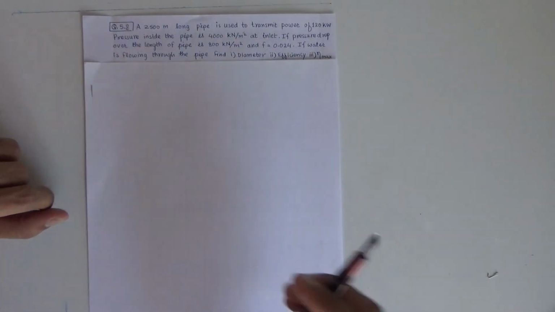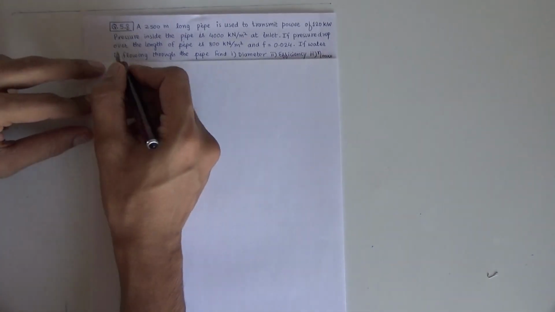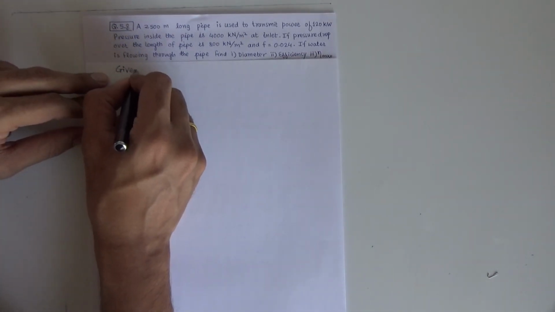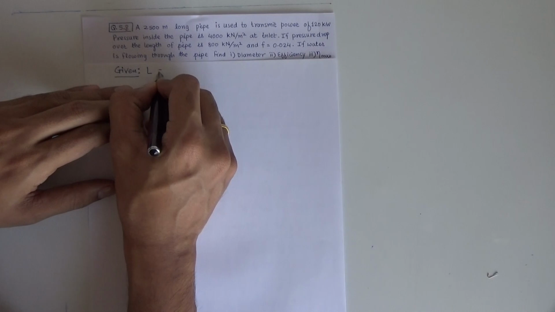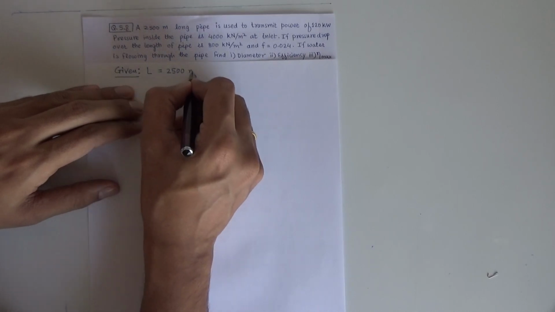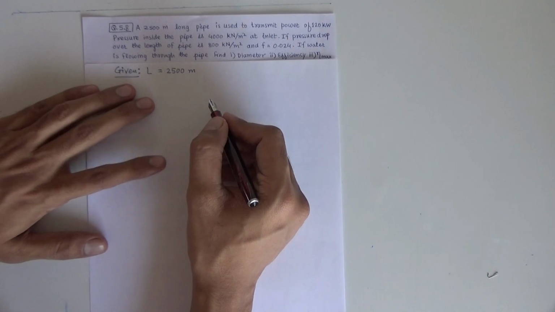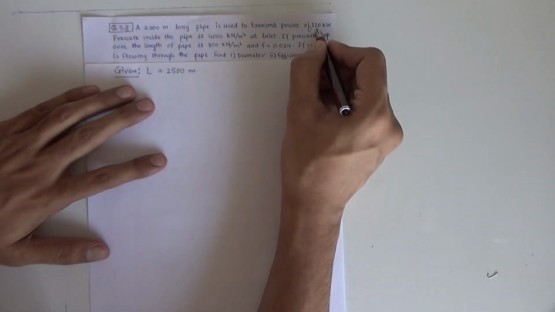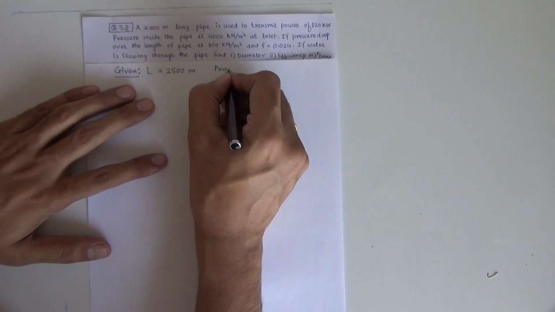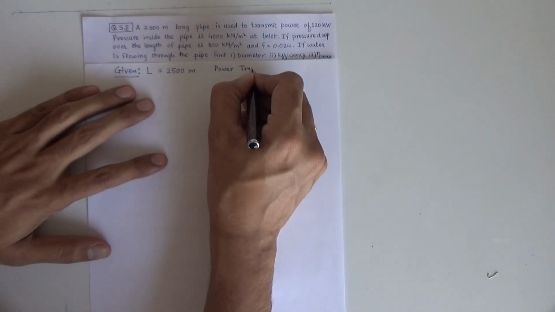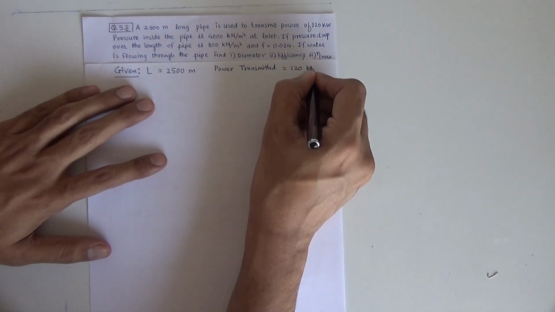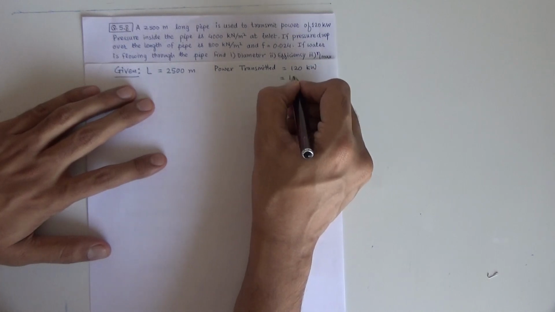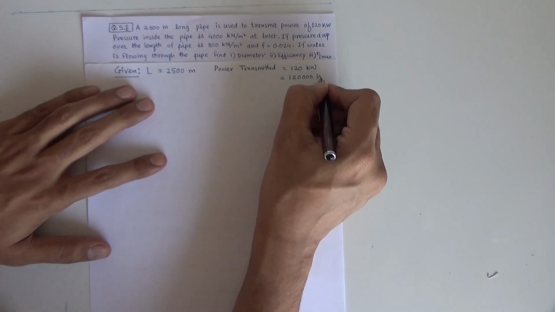So let us start the third problem. I'll read it. So what is given? A 2500 meter long pipe. Length of the pipe is how much? 2500 meter. The long pipe is used to transmit power. Now the power transmitted is given. Power transmitted is 120 kilowatt. Immediately convert this into SI units, that is watt. So 120,000 watt.